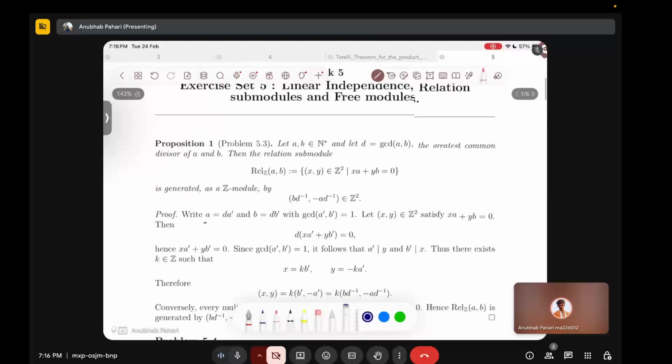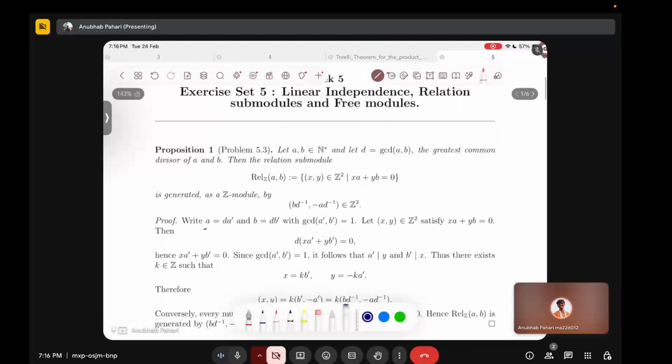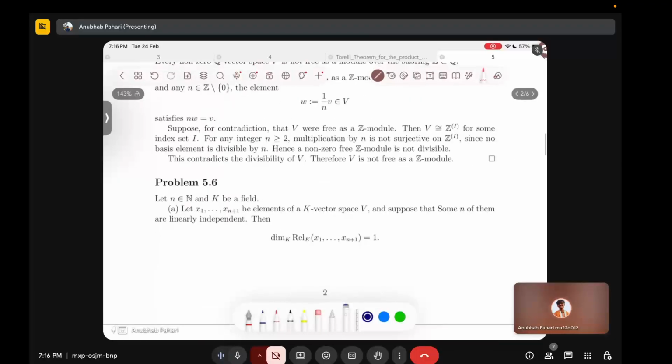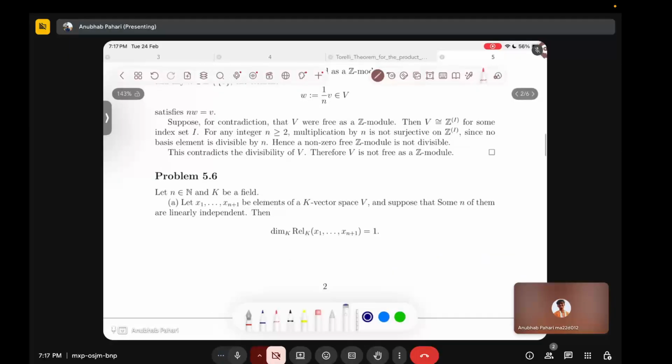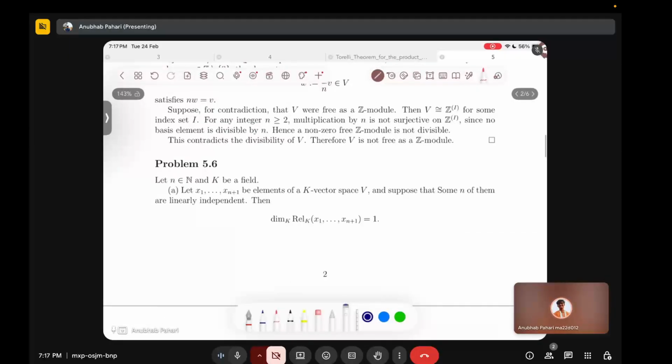Here, since it is K, the elements are of the form (a1, ..., a_{n+1}) coming from K^{n+1} such that the sum of xi ai is 0, and we have to show that the dimension of this set is 1. Okay, so you can try this for 5 minutes and then again you can start it.